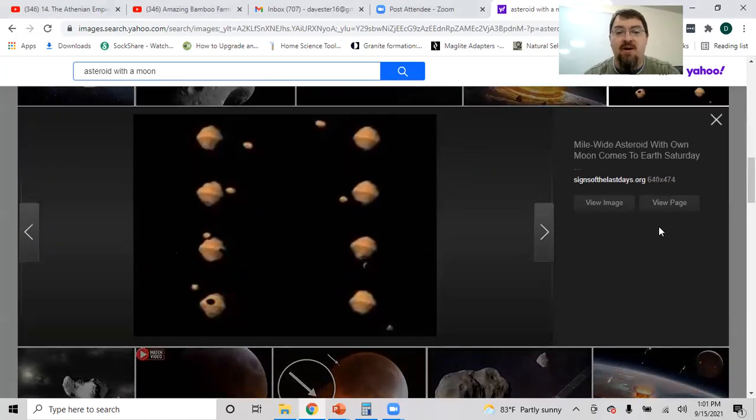Here's an example of one. This is a mile-wide asteroid with its own moon. That is so weird. How did this happen? Well, of course, they believe asteroids are leftovers from the cosmic burp that built this solar system, and that, of course, comets and things like that came from way out in the Oort cloud. So the idea that maybe this is a captured comet of some kind is out of the question.